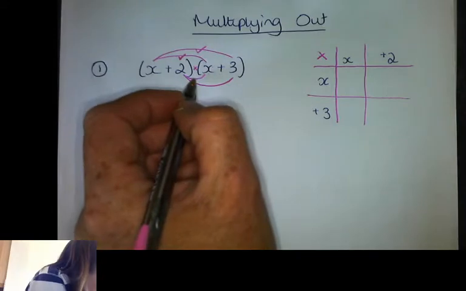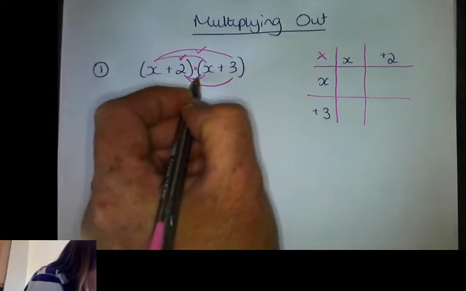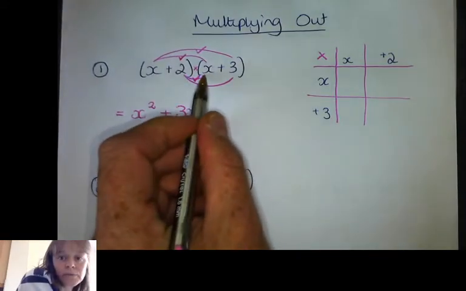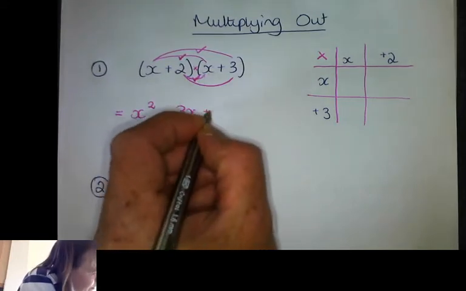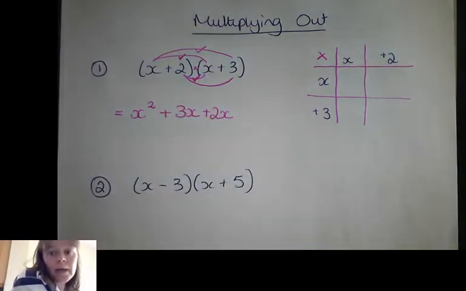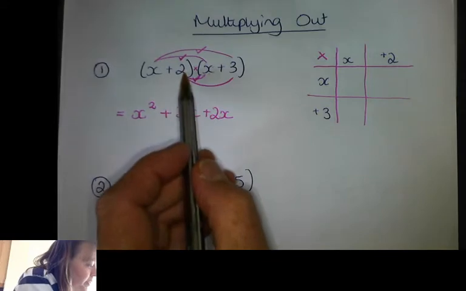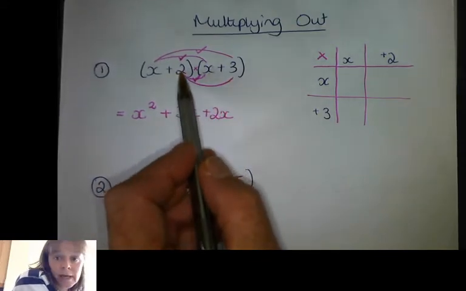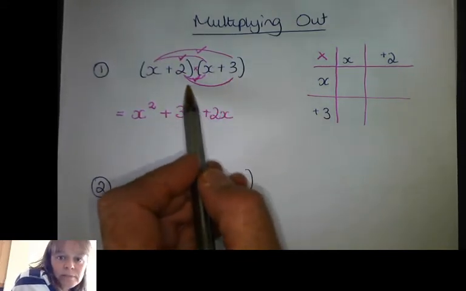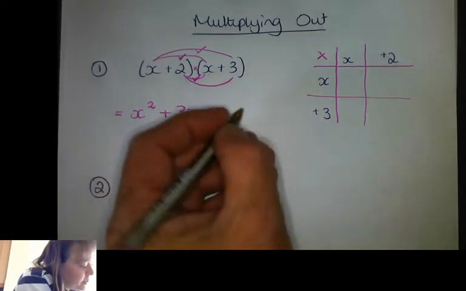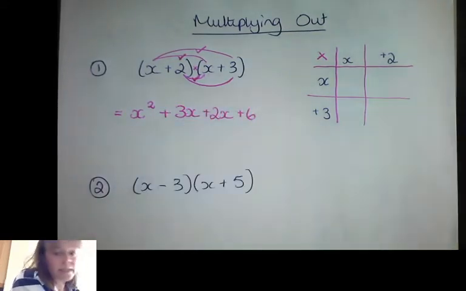Now I'm going to this inside one at the bottom, and I'm going to do positive 2 multiplied by x, which I think gives me positive 2x. And lastly, don't forget I'm multiplying, because this is where it often goes wrong and people start adding. I am multiplying positive 2 by positive 3. So I think when I do 2 times 3, I get positive 6.